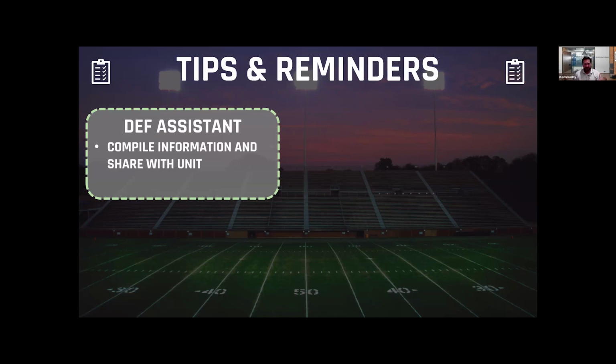So the defensive assistant, what is his role? You're going to the D-line coach, the DBs coach and the backers coach, and asking what material you guys want to have for the meeting. And you're helping put that together with the coordinator in his hip pocket.